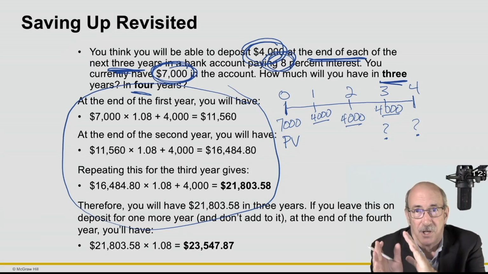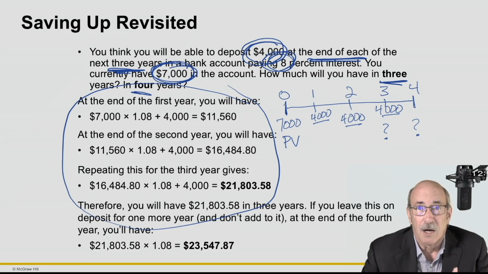Now, just a note, kind of a sidebar here, we are going to be able to deal with different cash flows in the future. It's a little more complicated on the calculator, but I'll get you through that as well.